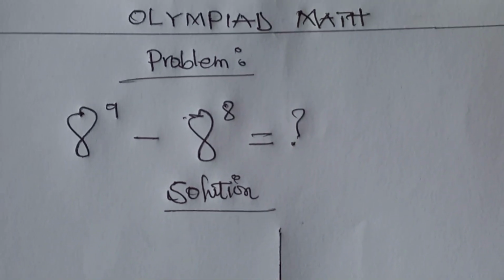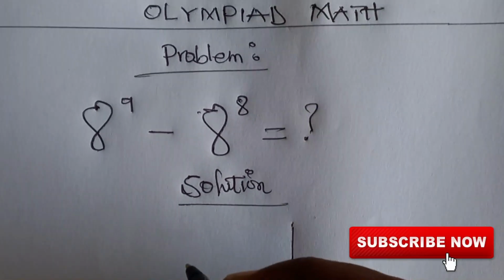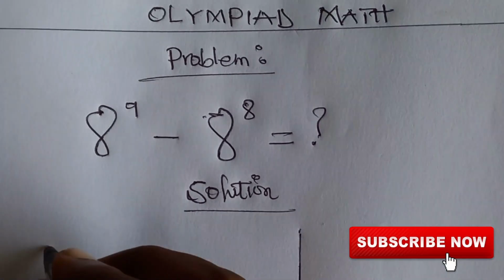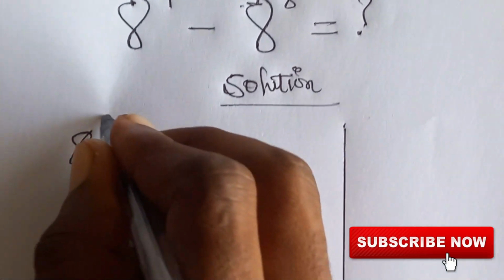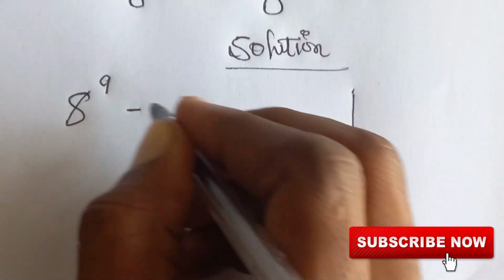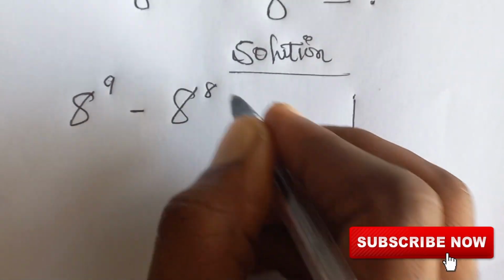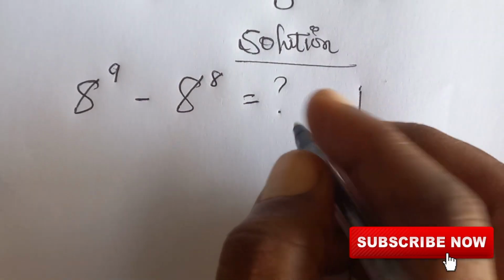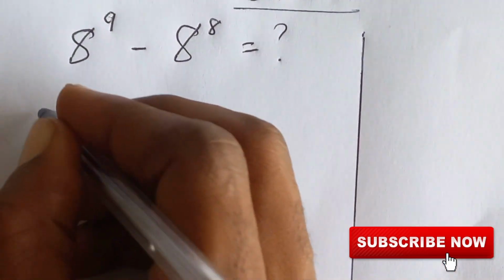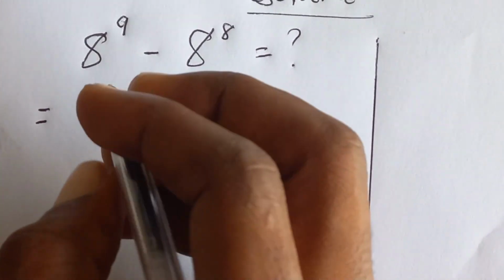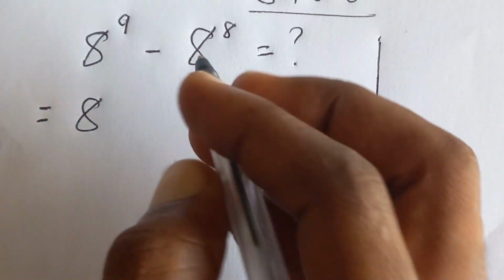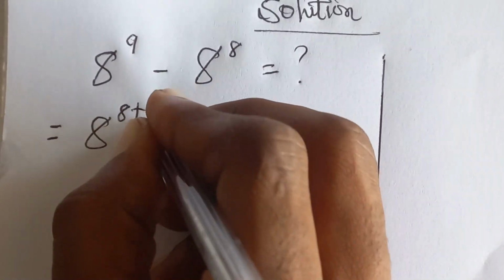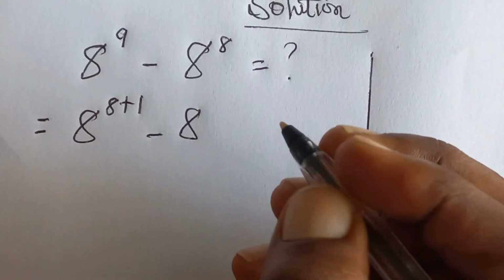Hello guys, so today we are looking at this Olympiad matrix. We have to solve 8 exponent 9 minus 8 exponent 8. So this is equal to 8 exponent 8 plus 1 minus 8.